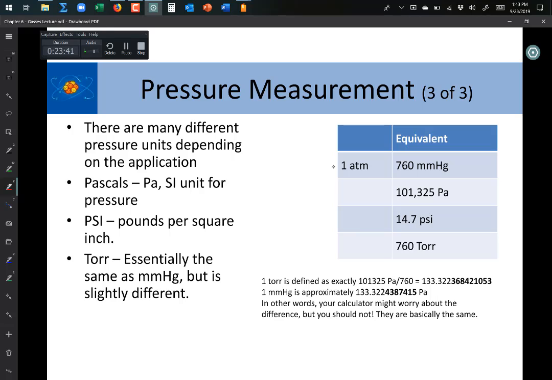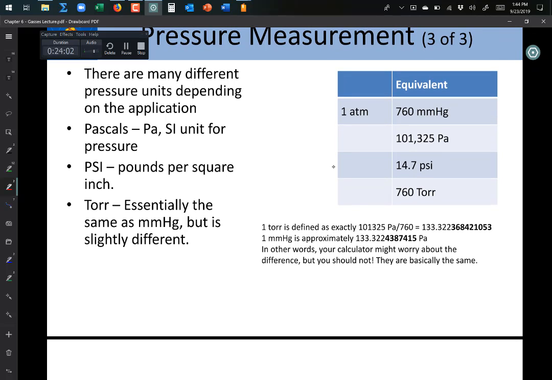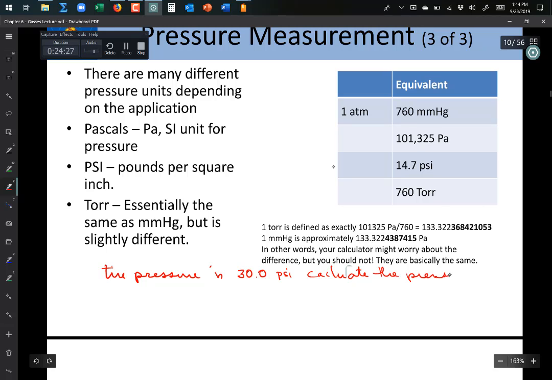There's also the Pascal, and the Pascal is the SI unit for pressure. And then there's pounds per square inch. That's typically what we use day to day. And then, like I said, the torr is essentially the same as the millimeter of mercury. So let's say you have your tire pressure. I just filled mine up today, 30.0 PSI. Calculate the pressure in Pascals.